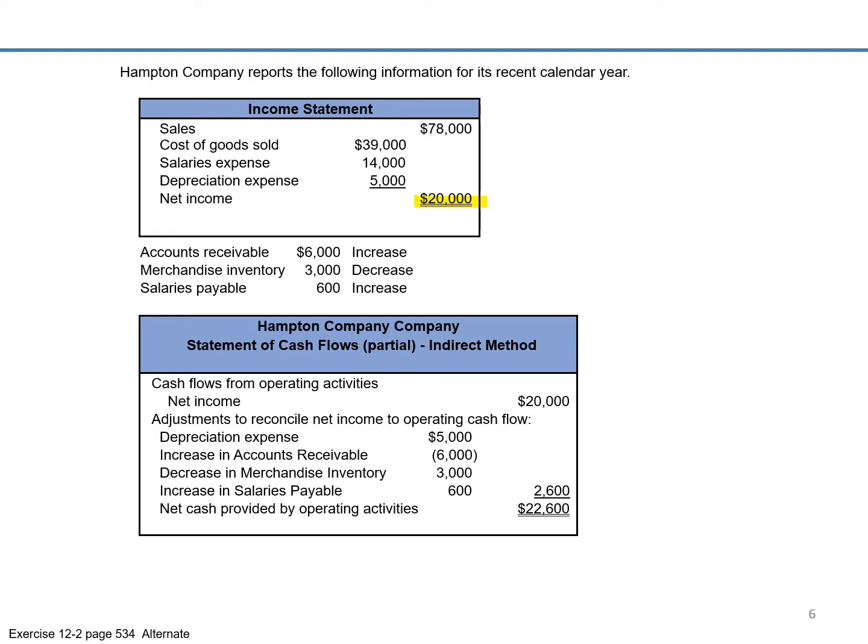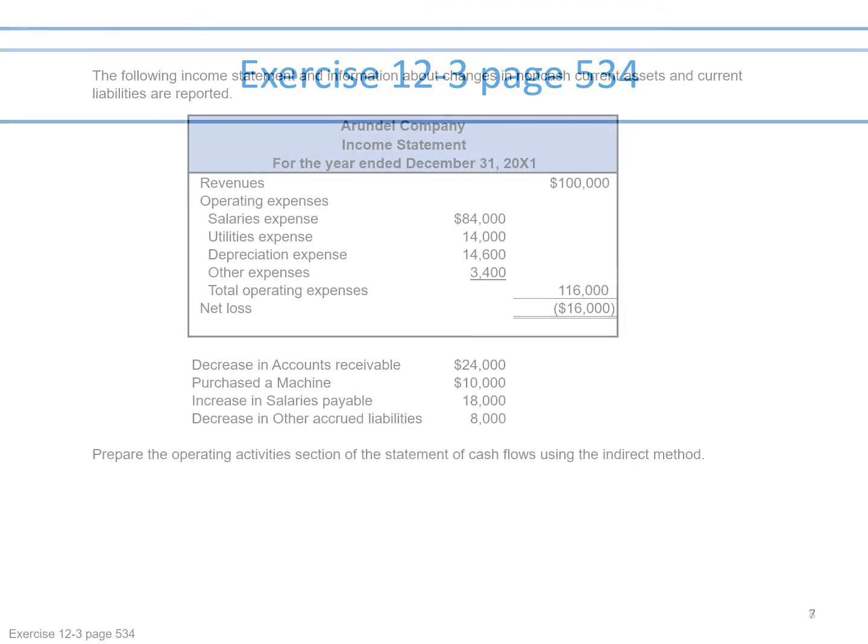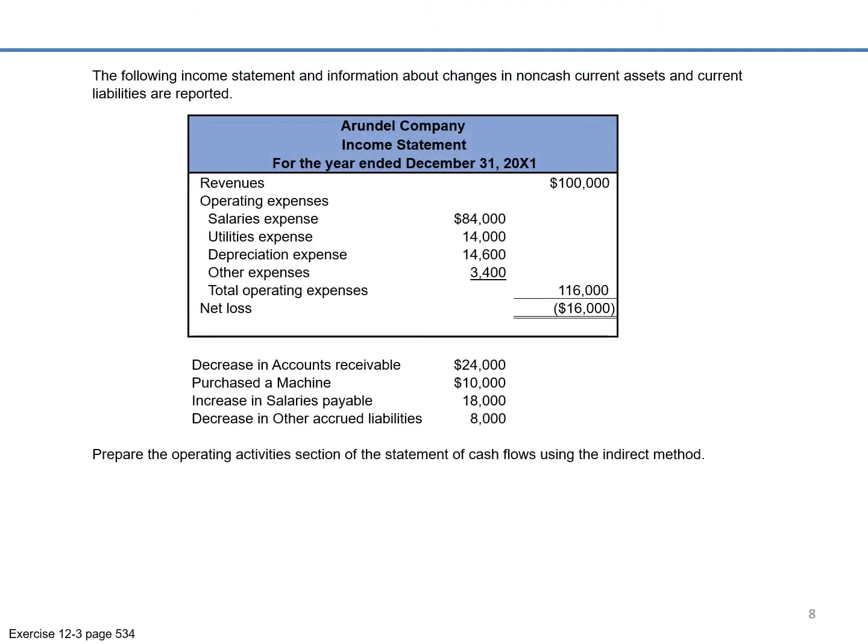Okay, hopefully you did well in that one. Let's move on to the next. Exercise 12.3. The following income statement and information about changes in non-cash current assets and current liabilities are reported. Prepare the operating section of the cash flow statement using the indirect method.